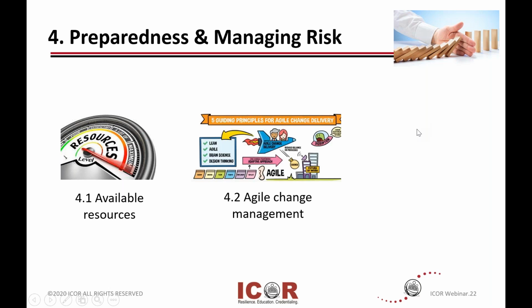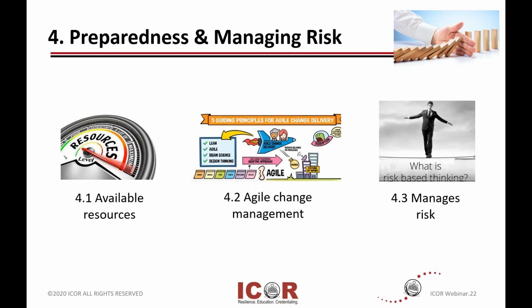The second one is managing change. We looked at the definition of organizational resilience as the ability to manage under a changing environment. One of the things that's been really interesting is how Agile has moved into the change management world, looking at combining lean and decision-making and some of those other things into one system. So look at how your organization manages change. And then thirdly, how does your organization manage risk?